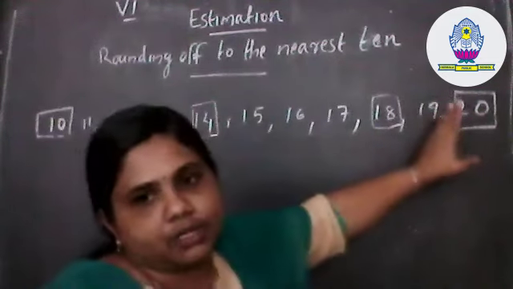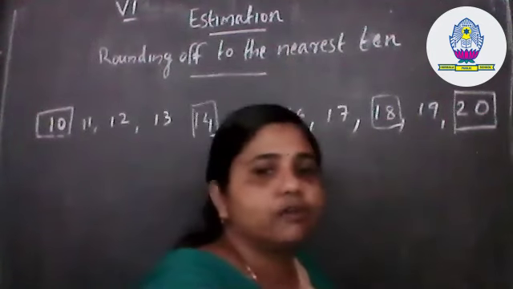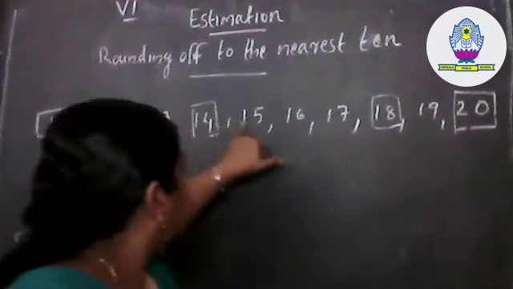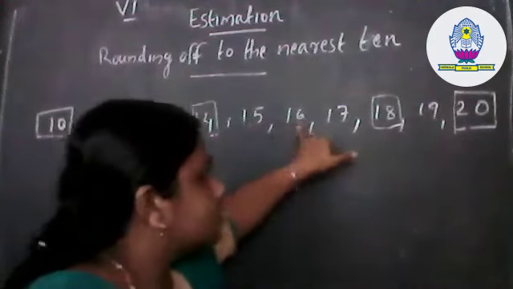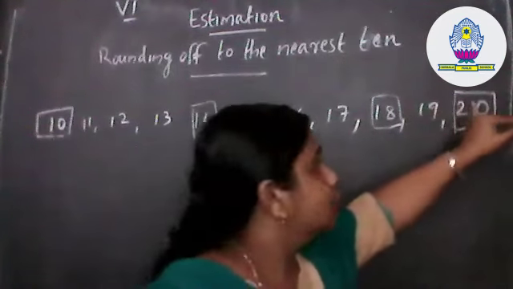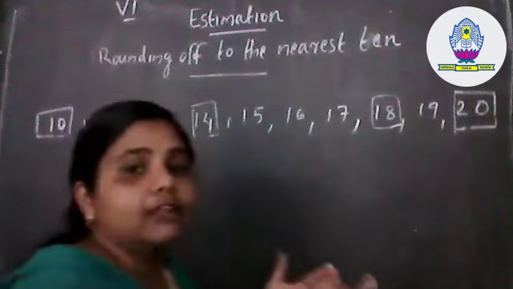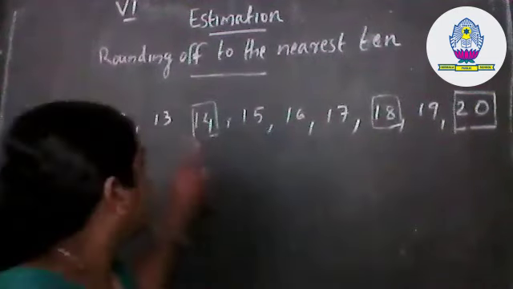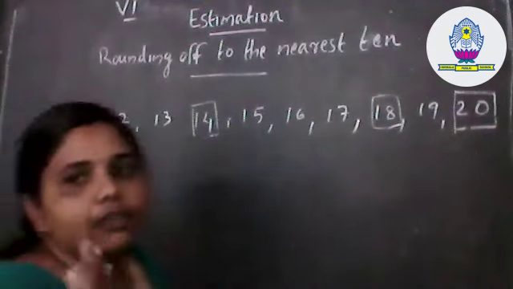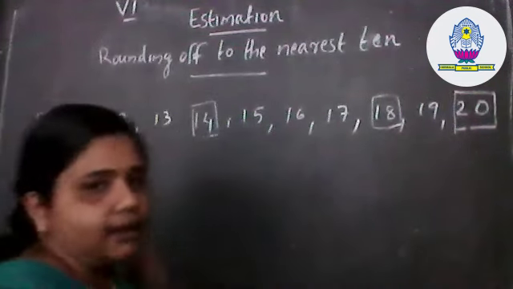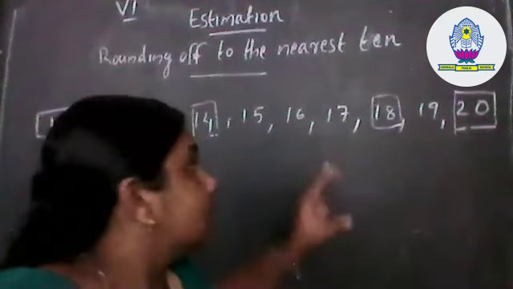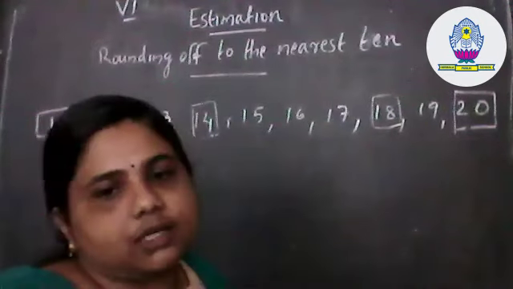15ൽ കൂടുതലാണെങ്കിൽ, അത് 5ഓ അതിൽ കൂടുതലോ വരികയാണെങ്കിൽ 20 ആയിരിക്കും നിയറസ്റ്റ് 10. 15, 16, 17, 18, 19 ഇതിൽ ഏത് വന്നാലും നിയറസ്റ്റ് 10 20 ആയിരിക്കും. 5ൽ കുറവുള്ള എന്ത് വന്നാലും, that is 14, 13, 12, 11 ഇതിനോടൊക്കെ അതിന്റെ നിയറസ്റ്റ് 10 ചോദിച്ചാൽ അത് 10 ആയിരിക്കും. That is the nearest 10. That is round off to the nearest 10.